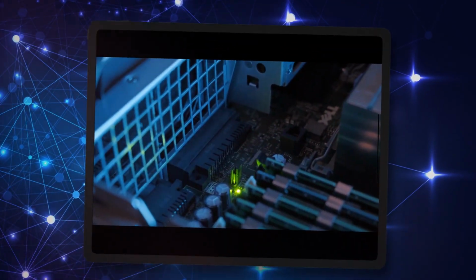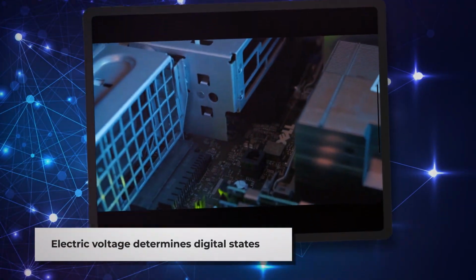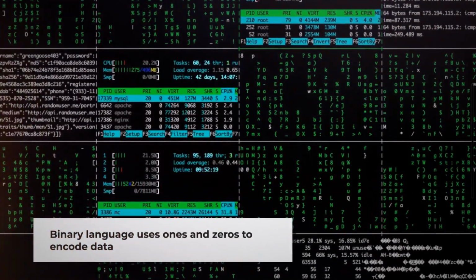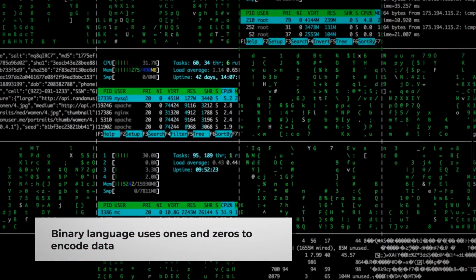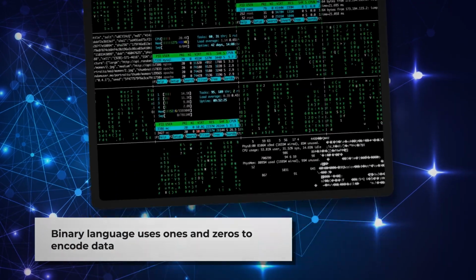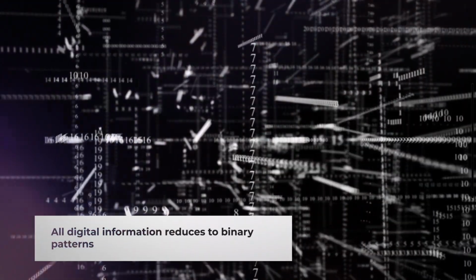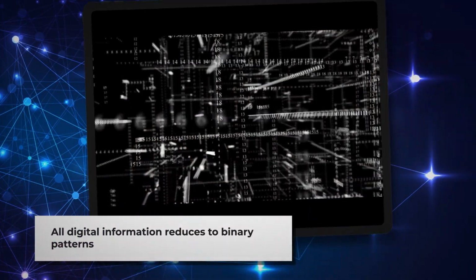Everything in a computer begins with electricity, specifically the presence or absence of electrical voltage. When voltage is present, we call this state 1. When voltage is absent, we call it 0. This is binary, the fundamental language of all digital computers. Every piece of information, every calculation, every image and sound ultimately reduces to patterns of ones and zeros.